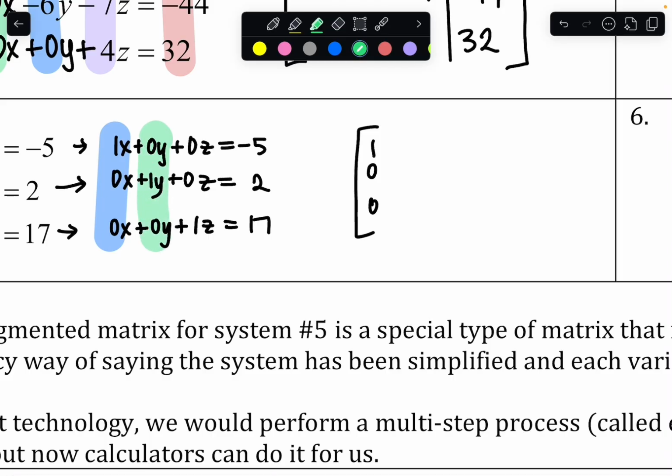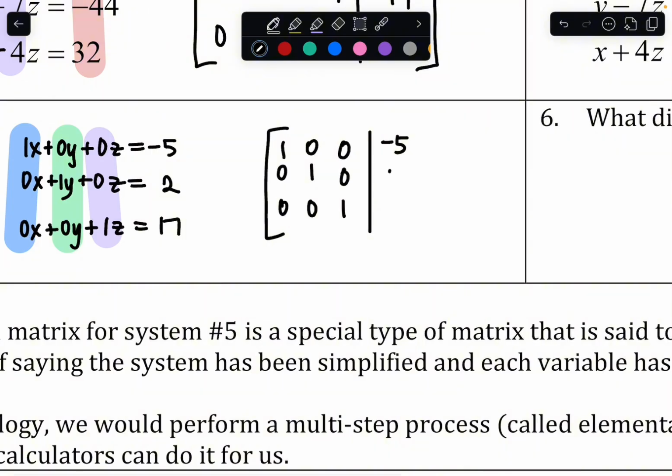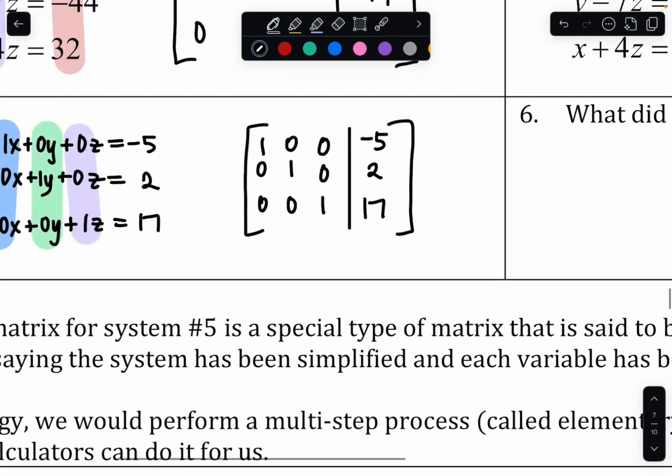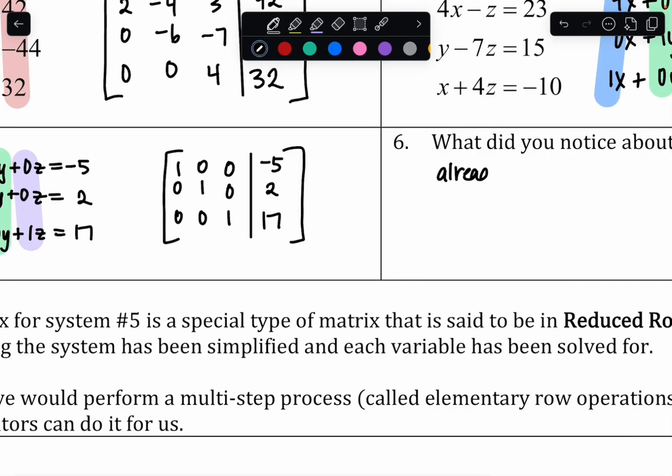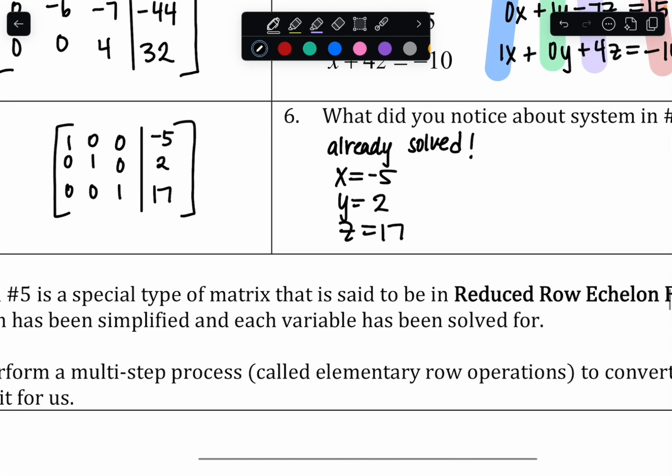My y's are 0, 1, 0. And then my z's are 0, 0, 1. Equal signs. And then the constants. Okay, and so this system in number 5 was already solved for. We have the solution: x equals -5, y equals 2, z equals 17. So there's no solving to do. We already have our ordered triple, -5, 2, 17.